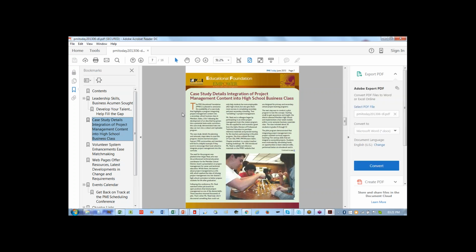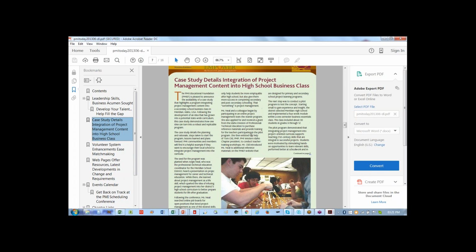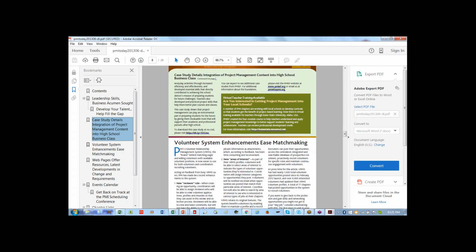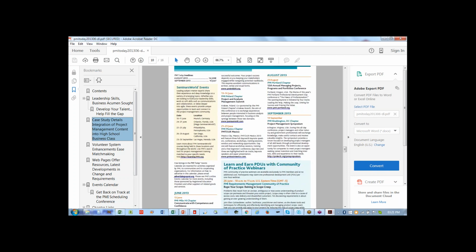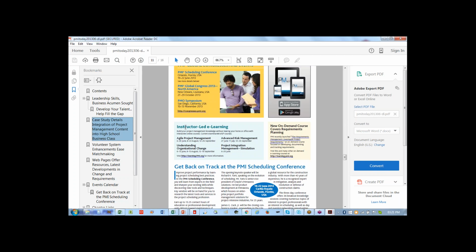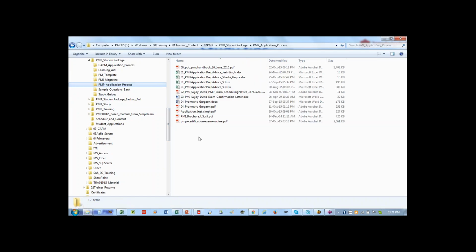So there are lots of projects which are happening all over the world. You can get an idea about the different projects happening around the world by reading this magazine, so that you can understand and have a broader view on the project management profession. So this is a magazine, and this is the PMI application process.